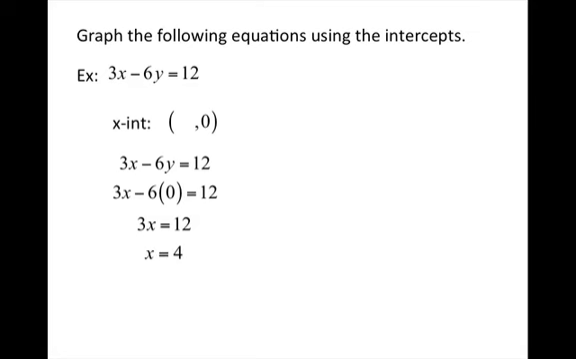Now if I divide by 3, I get that x is 4. So my x-intercept is the ordered pair (4, 0). Always write your intercepts as ordered pairs.